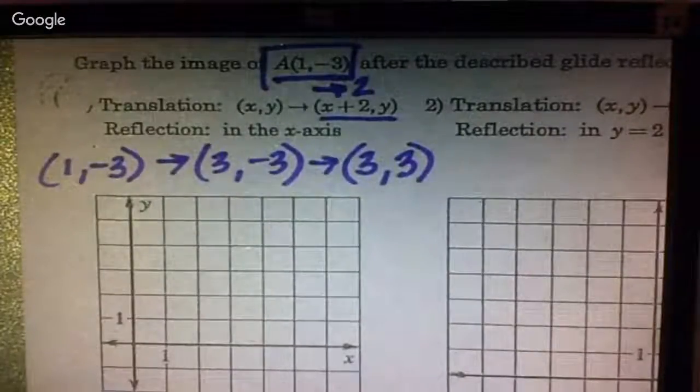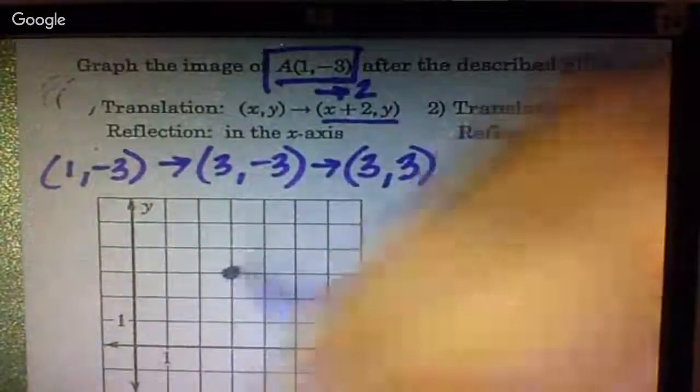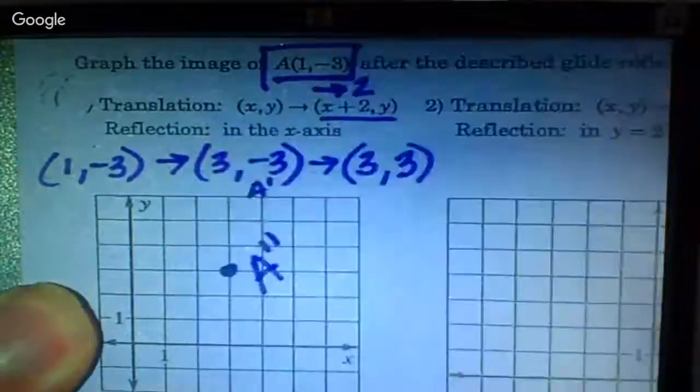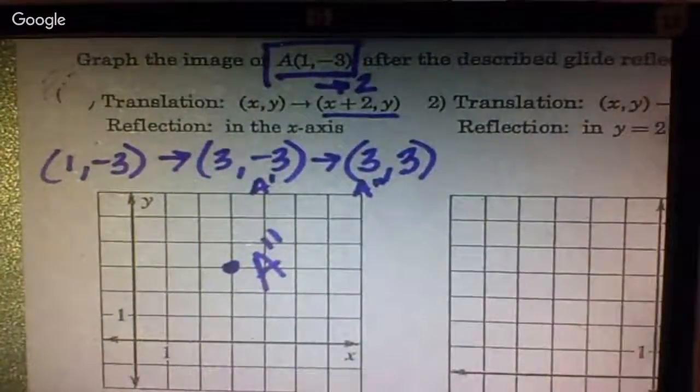So they want us to now plot this point. 1, 2, 3, 1, 2, 3. This is now a double prime. Ooh, we did double prime. You did 2 transformations, so this is now double prime. If we would have stopped with the first one, this would have just been a prime. So every prime that you put is a transformation that has happened. Because we did a translation and then a reflection, we did two, so it's a double prime.